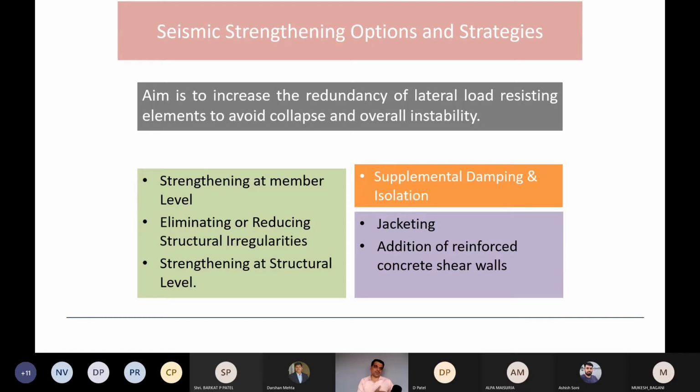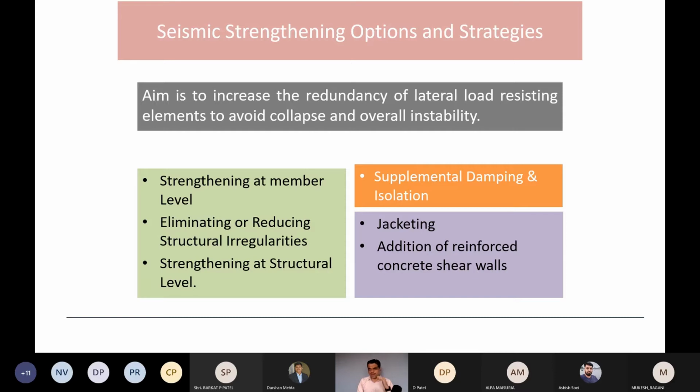And after completing this process in detail, which we have discussed very briefly, we finally come down to the seismic strengthening options and strategies. So our overall aim for doing seismic strengthening is to increase the redundancy of lateral load resisting elements to avoid collapse and improve overall stability, right, as we all know. So now, what could be the kind of retrofitting mechanism?